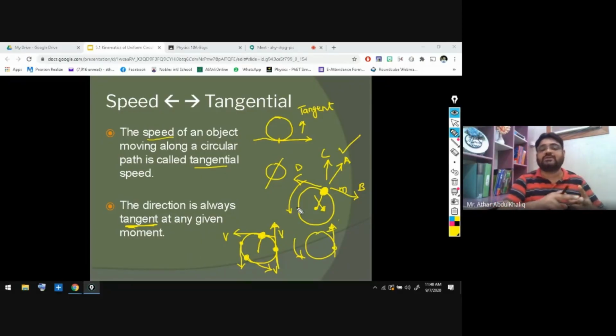First of all, we talked about revolution and rotation. Rotation is spinning around itself; moving around some other object is revolution. The speed of an object moving in a circular path is always changing, and it is always directed along the tangent at that point. That's why we call it tangential speed.